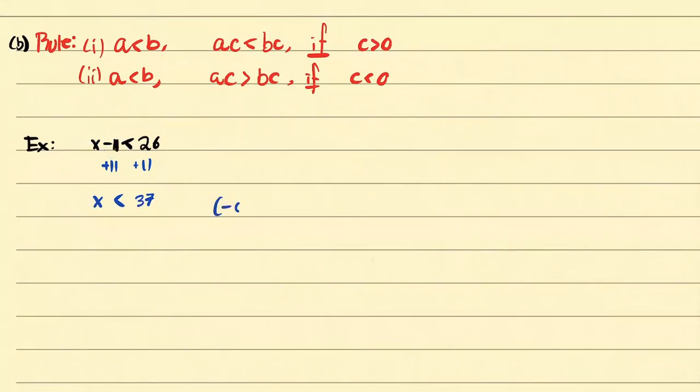And I can write this in interval notation as well. So I always viewed this less than symbol as an arrow. The arrow points that way. So it's less than 37.